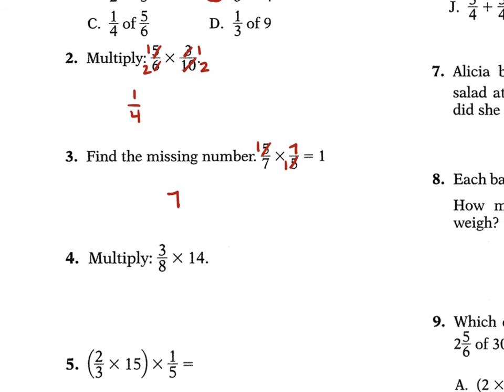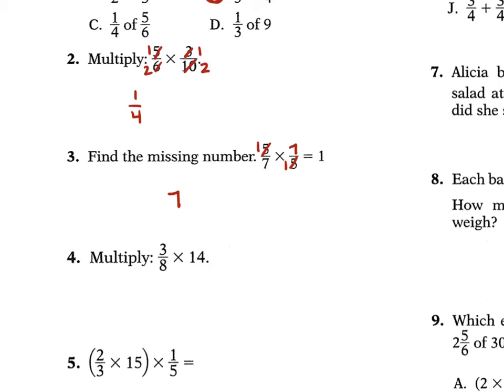For 4, we're multiplying 3 over 8 times 14. That 14 is over 1. The 8 becomes 4. 14 becomes 7. So that's 3 times 7, which is 21, over 4 times 1, which is 4. 4 goes into 21 5 times with 1 left over. So that's 5 and 1 fourth.